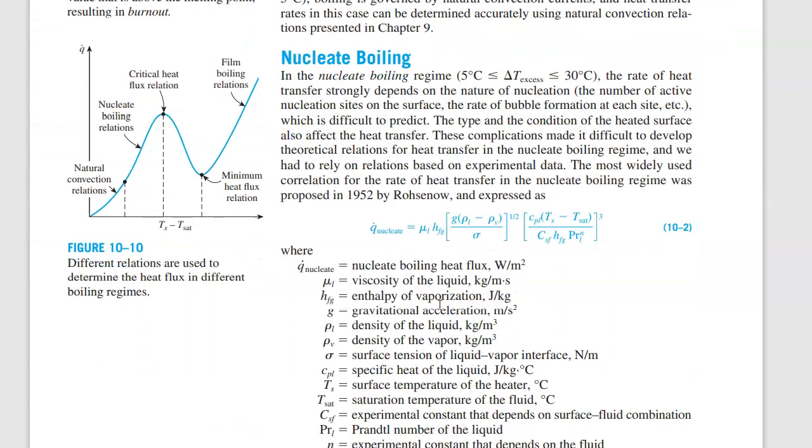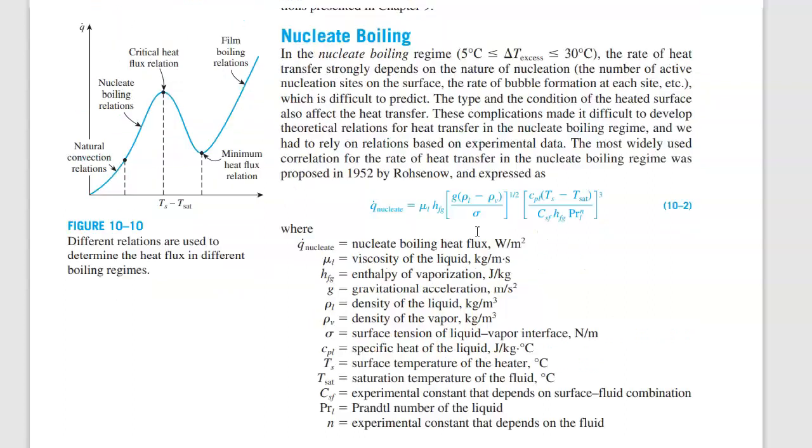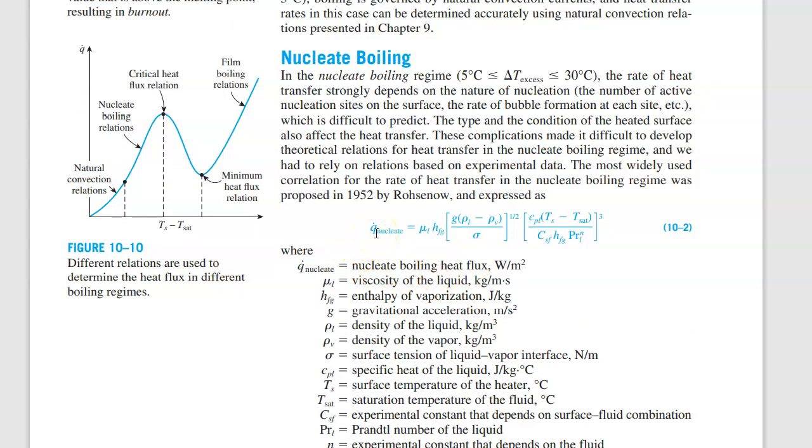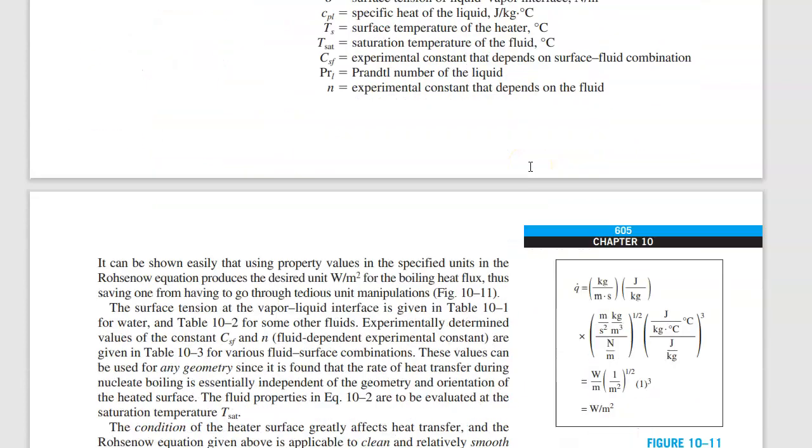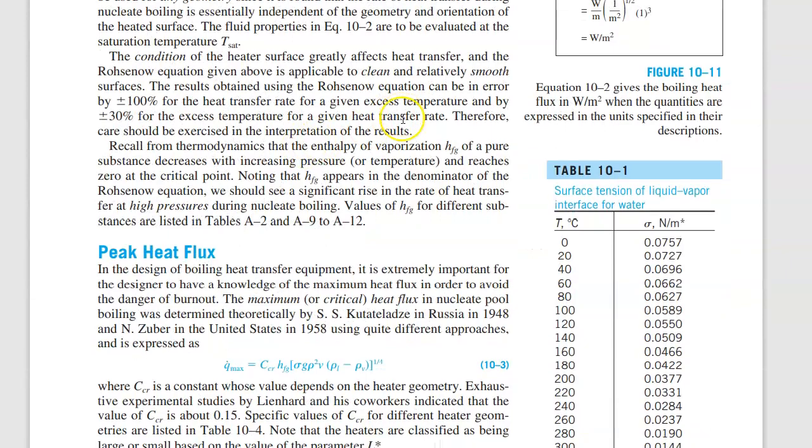So let's go to nucleate boiling. This is how we calculate q dot for nucleate boiling. This is the formula. It includes the viscosity of the liquid, enthalpy of evaporation, cavitation, acceleration, and so on. Everything is in the formula. So where do we get these values? Let's see an example of it.